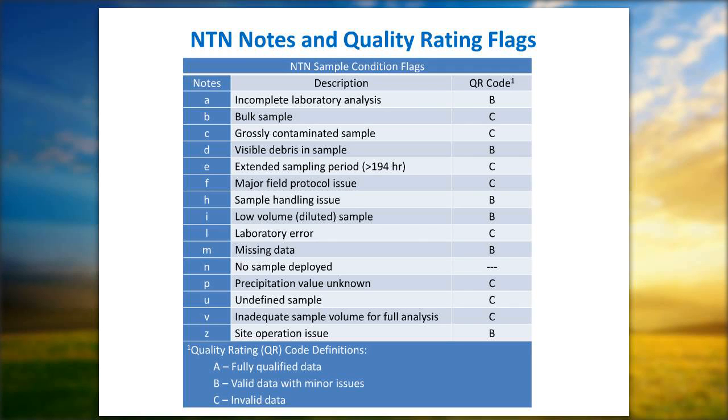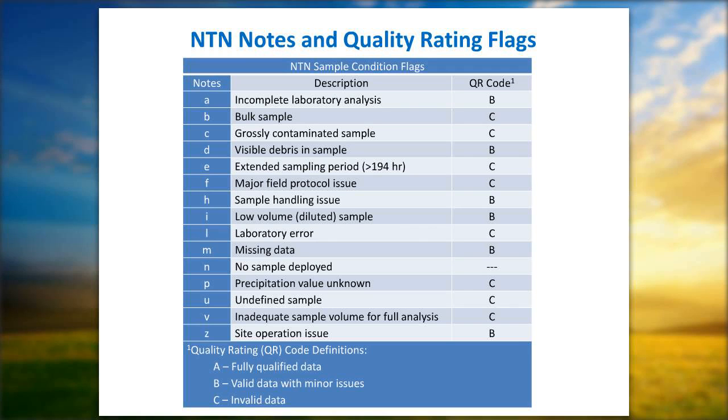B is a bulk sample. That means your collector was open entirely for the period, not just when it was raining. So it collected both wet and dry deposition. That the chemistry are reported, but are considered invalid for the purposes of the NADP, and thus receive a quality rating code of C.